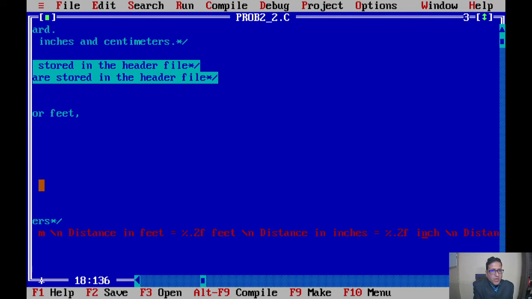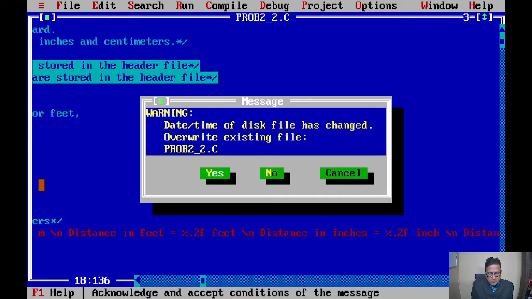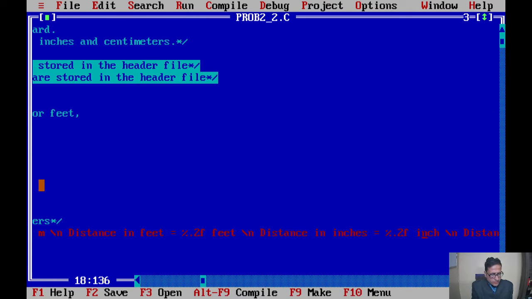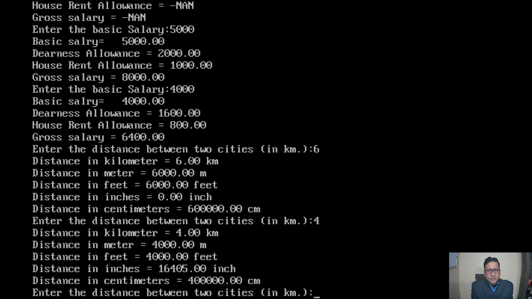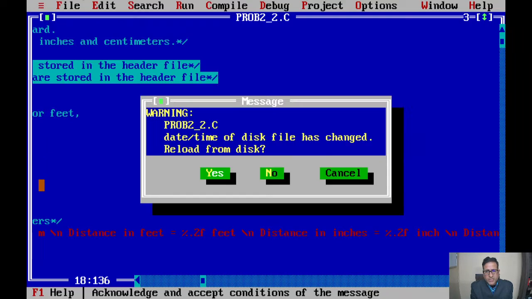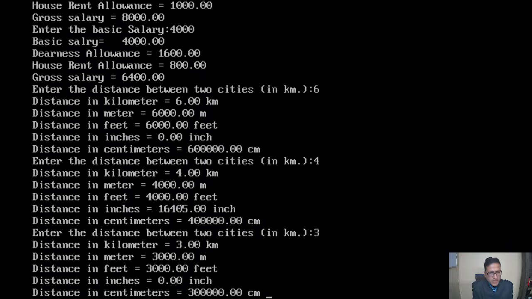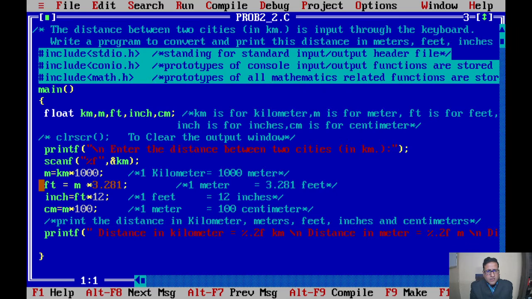Now we will save it by pressing F2 and say yes, and we'll check the output by compiling it. So here we are taking 3, yes, and again check. So there is some problem in this formula, I think. Okay, we are taking it as inch, feet, FT.